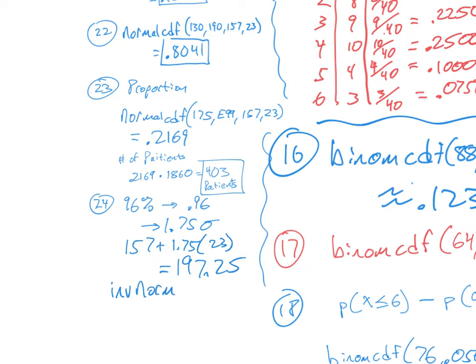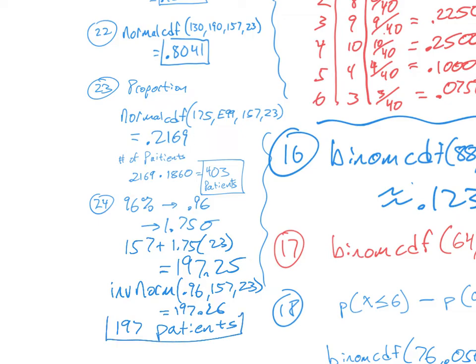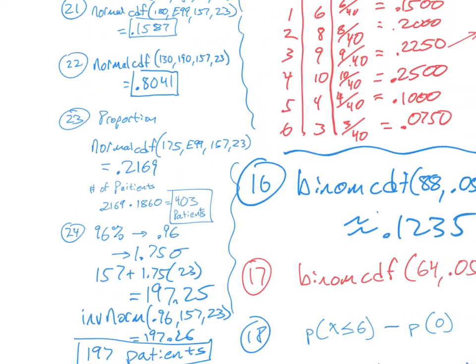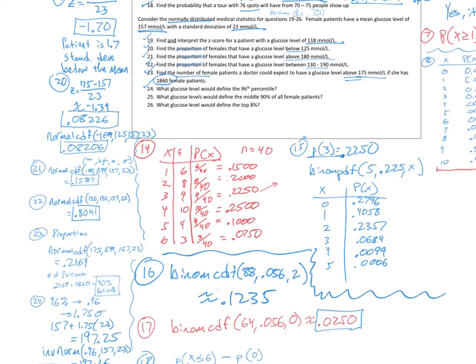Or we can use inverse norm and tell it we have an area. So we're going to have an area of 0.96. The first number is the area, then the mean, 157, and then the standard deviation, 23. And that's going to tell us 197.26. So we have 197 patients should be at the 96th percentile. I'm sorry, glucose level, not patients.